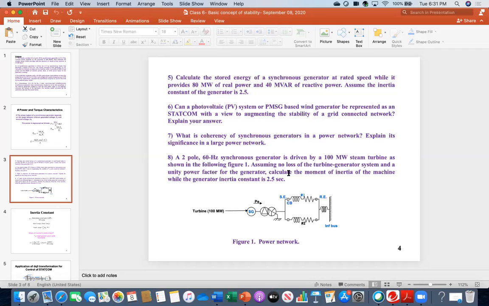And I'm saying, assuming no loss of the turbine generator system and unity power factor for the generator, calculate the moment of inertia of the machine while the generator inertia constant is 2.5 seconds. So I'm assuming that this generator is lossless, there is no loss, and the power factor is unity. Based on that condition, what should be the moment of inertia value, provided that the H value is 2.5 seconds? That's the question.